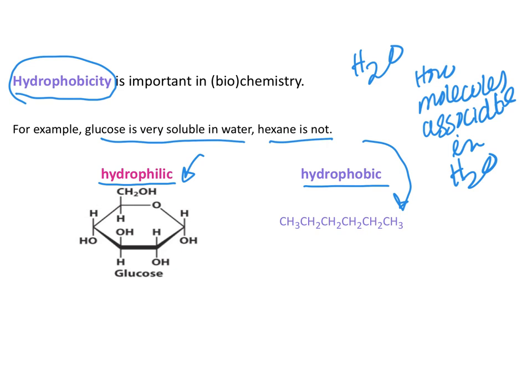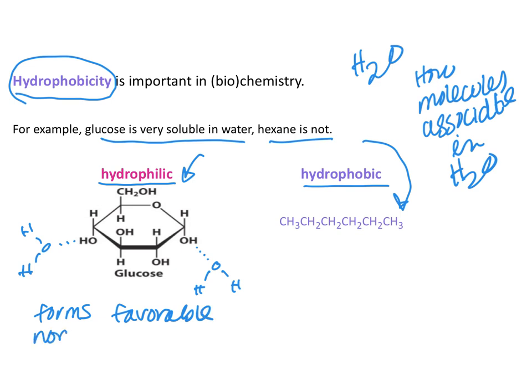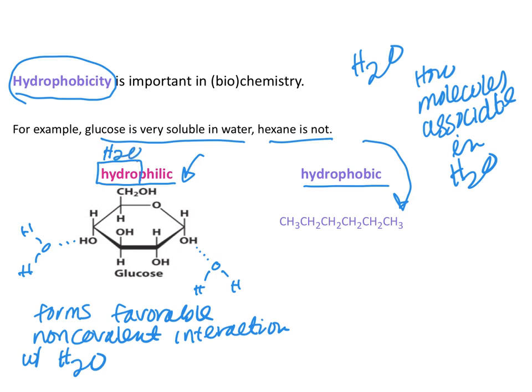The reason that glucose is hydrophilic is because it forms favorable non-covalent interactions with water. So anything that's hydrophilic forms favorable non-covalent interactions. It doesn't have to be a hydrogen bond. It could be ion-dipole, it could be dipole, it could be salt bridging. But it has to form a favorable interaction with water, because hydro means water and philic means loving. So glucose loves water because it can form favorable non-covalent interactions with water.